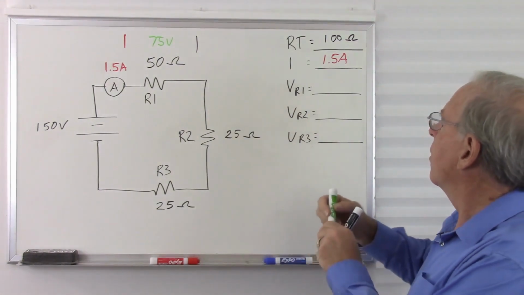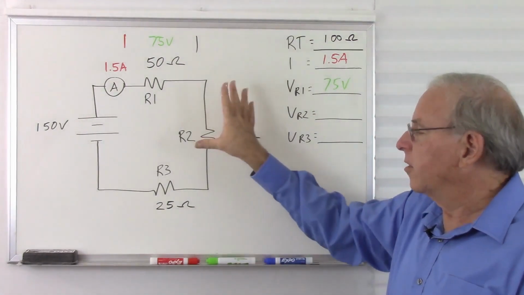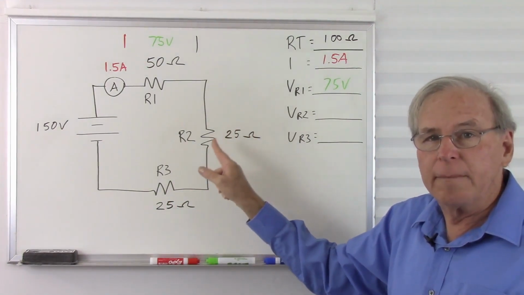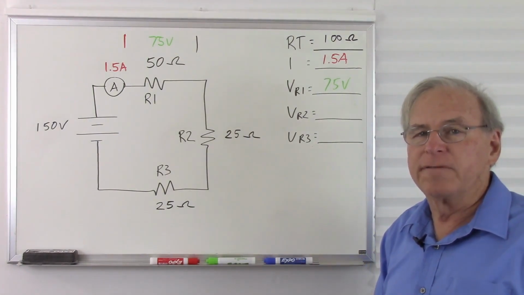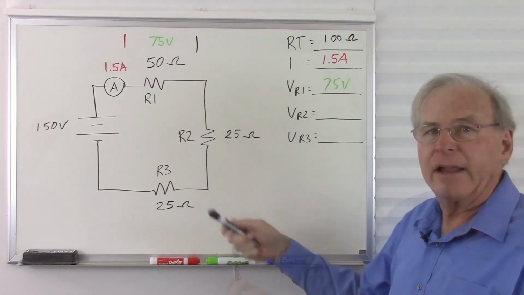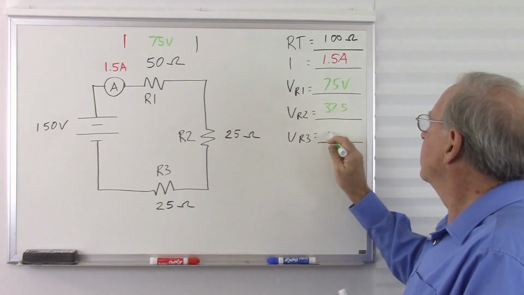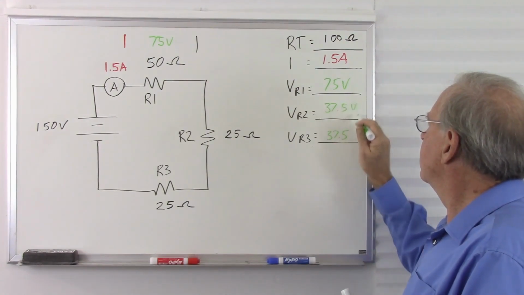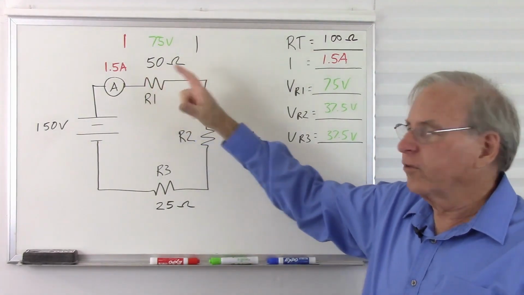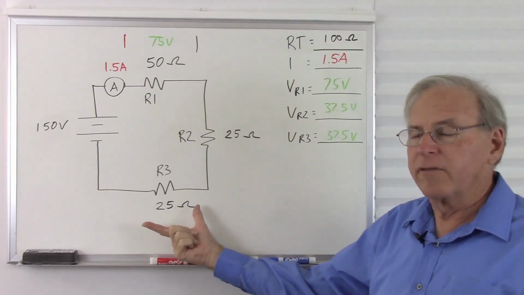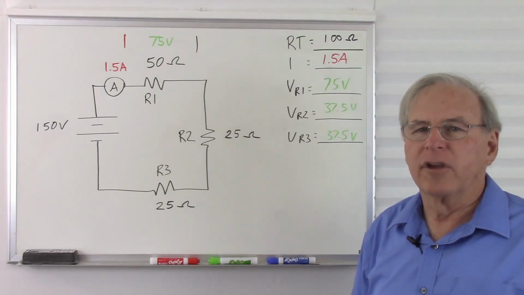So let's put that up here for R1. And there must also be 75 volts among these two, and they must be equal. The resistors are equal, so the voltage must be equal, and it must add up to 75. So what is 1/2 of 75? That's 37.5 volts each. So now we have 75 volts, 37.5, 37.5. All of that adds up to 150, and Kirchhoff's voltage law is satisfied.